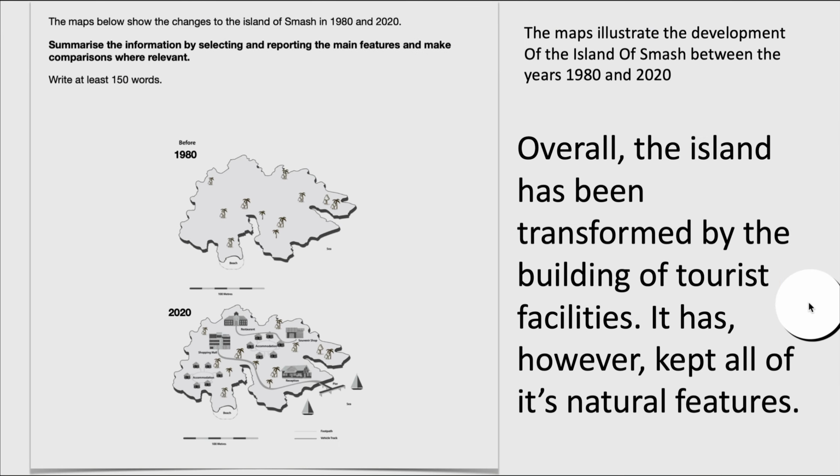The maps illustrate the development of the island of Smash between the years 1980 and 2020. What are the main features overall? Overall, the island has been transformed by the building of tourist facilities. Okay, so that's the biggest change. It has, however, kept all of its natural features. As you can see, the coastline is the same, the beach is there, all the trees are still there. So this splits the body paragraph into what's changed for body paragraph 1 and what has stayed the same for body paragraph 2. Again, overall, very important to have an overview.